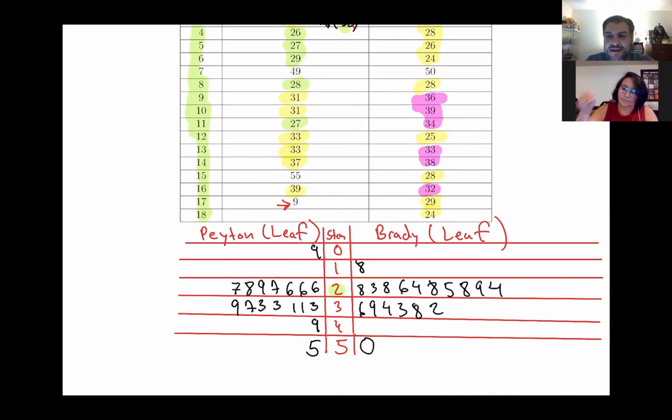Yeah. And the good thing about this double stem and leaf plot is that it lets you compare and contrast. So you can say, okay, Tom Brady had more seasons where he threw somewhere between 20 to 29 touchdowns. But if you look at Peyton Manning, he had more seasons where he threw 30 to 39 touchdowns. Cool. All right, and that's it for the double stem and leaf plot.